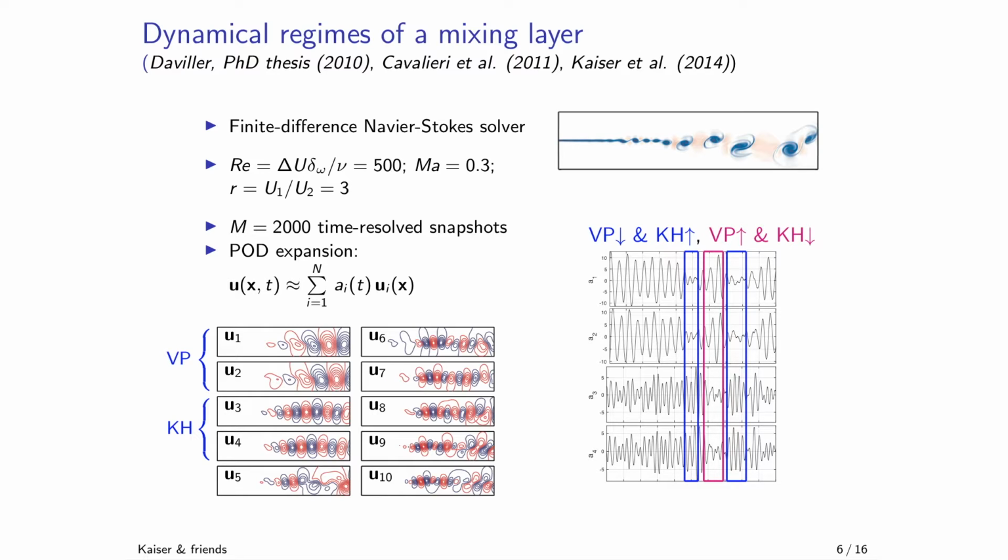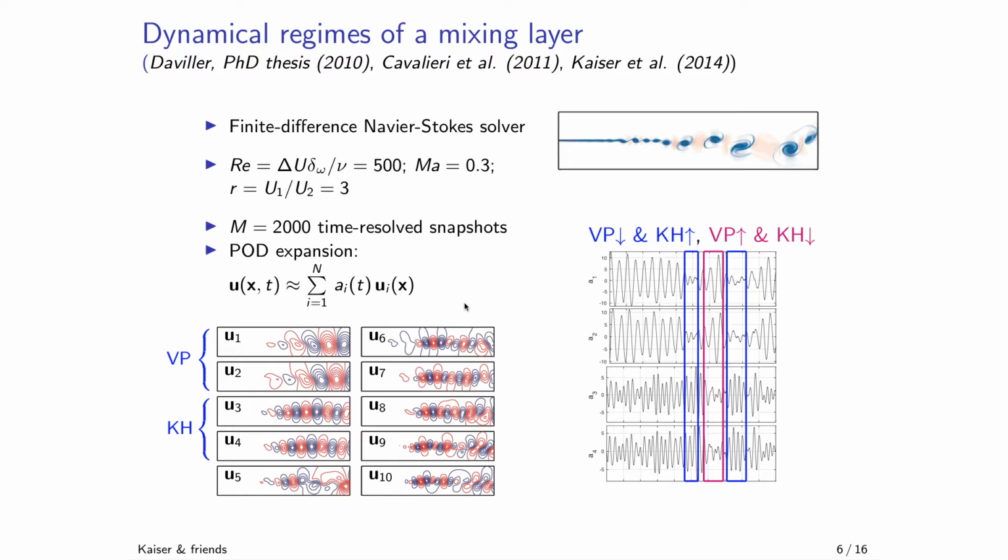A POD analysis can give some insights on the dominant structures and their dynamical behavior. On the left, you see the first 10 POD modes. The second mode pair represents vortex shedding, while the first mode pair is a subharmonic related to vortex pairing.